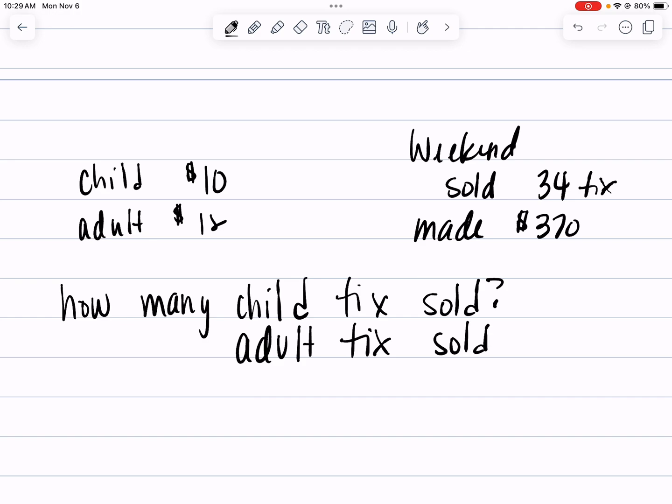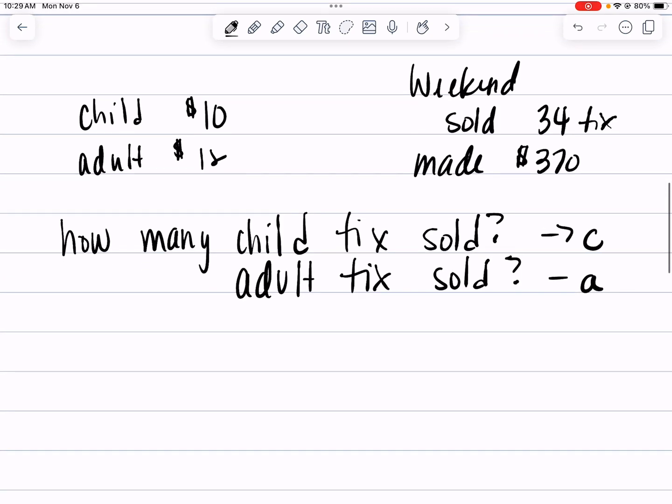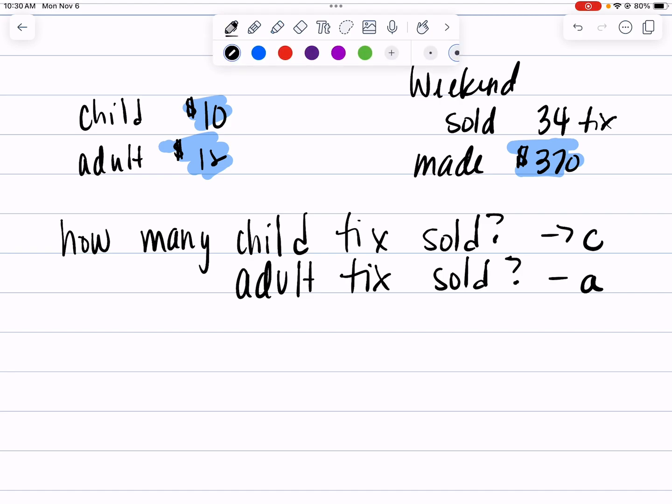You can see those two things right in front of you. We can make this variable C and this variable A, or we can make them X and Y, but if you're just starting, this might help you identify the two things you don't know. What's weird is that there's not a ton of numbers. But one thing I can see is that I've got dollars, dollars, and dollars. So I'm going to write one equation that deals solely with dollars: $10 per child ticket and $12 per adult ticket made me $370.